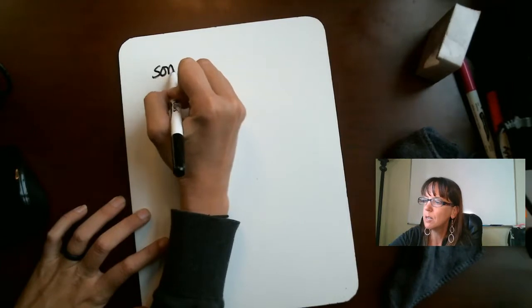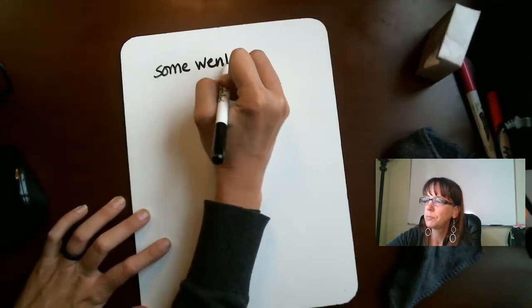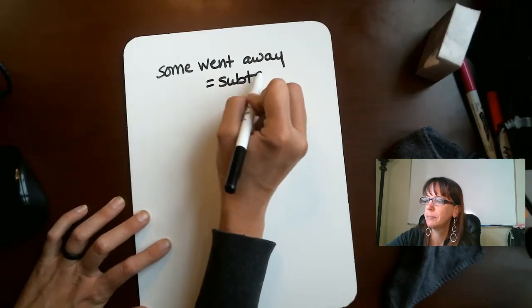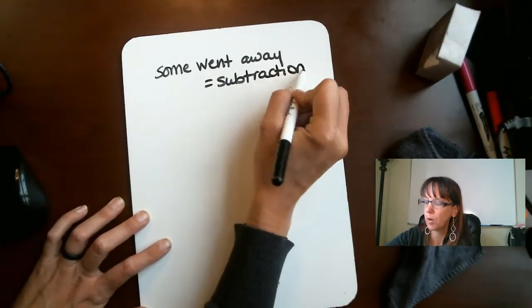So this is a "some went away" problem. We have some, and some went away. That's a subtraction problem. Some went away, that equals subtraction. All right, let's set that problem up.